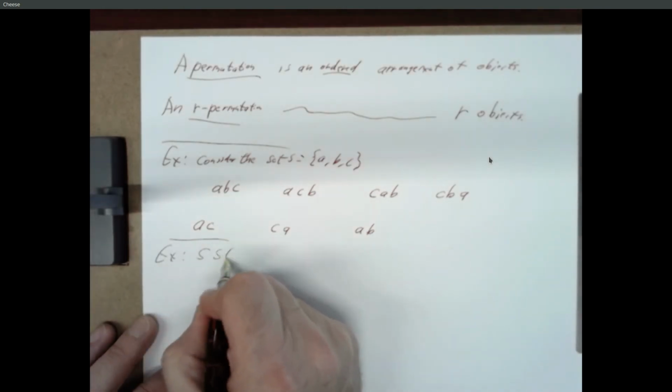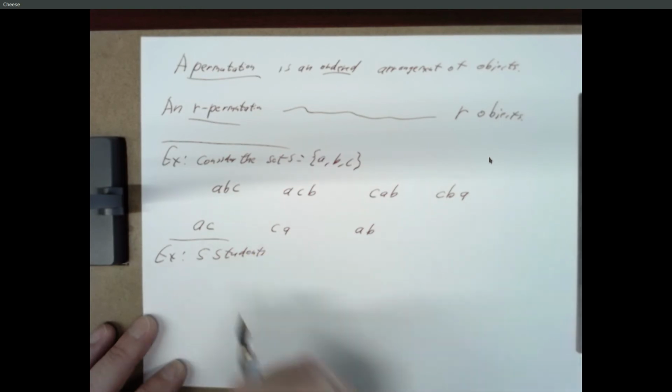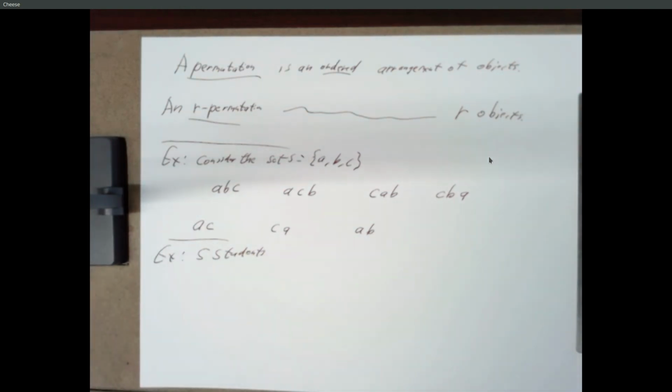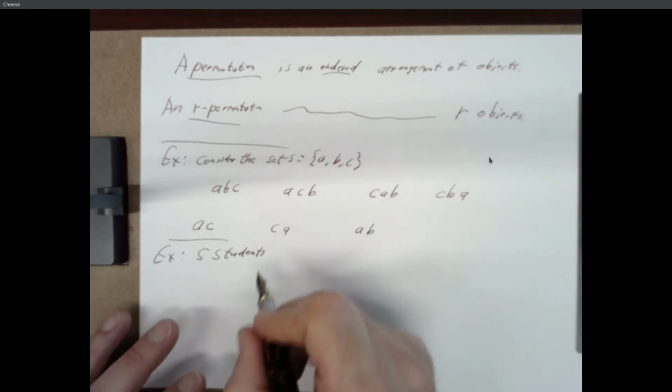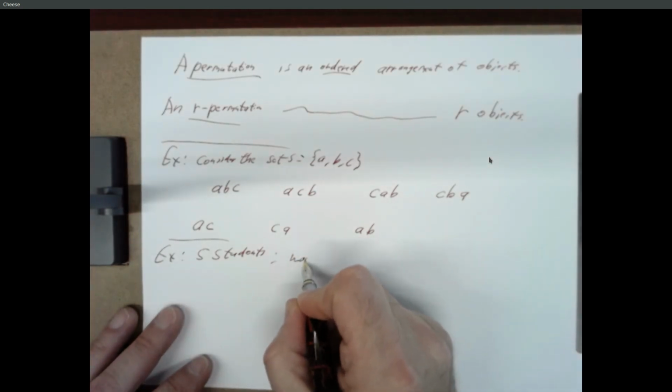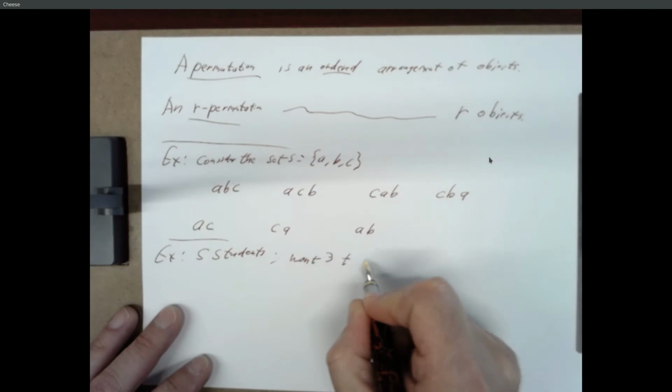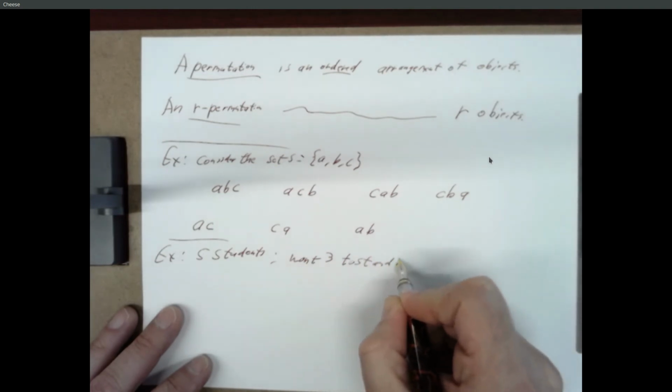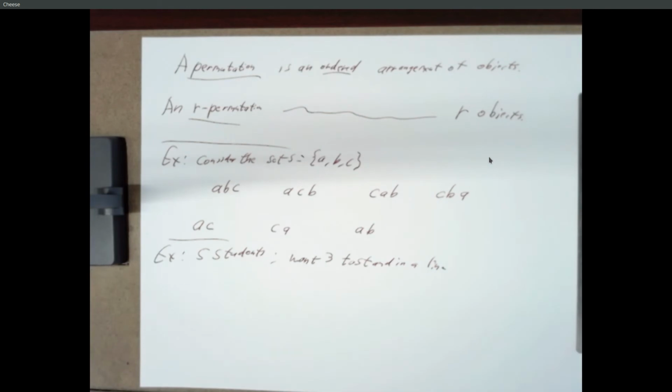You have 5 students, and you want 3 of them to stand in a line. So you're picking 3 students out of 5 to stand in a line. And in a line, the order matters. It's going to be somebody who's first, somebody who's second, somebody who's third. And the question is, how many ways can we have these students line up?